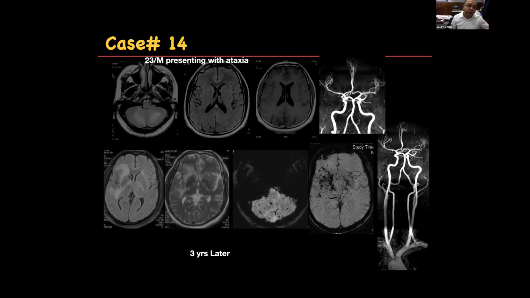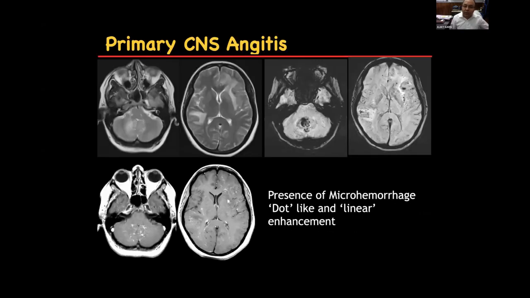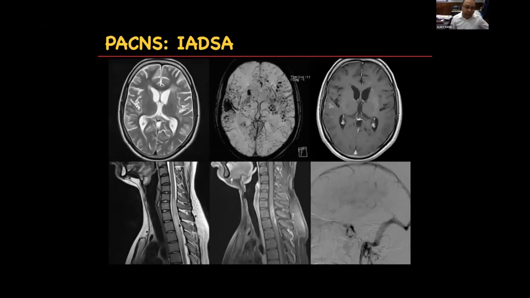This is another example of vasculitis. These changes are mainly subcortical, multifocal, involving both sides with multiple areas of hemorrhage distributed. If you give contrast, you will see punctate plus nodular enhancement. So this is classical vasculitis. The presence of microhemorrhages and dot-like and linear enhancement. Similarly, you can also have involvement of the spine. Like in this case of vasculitis, we see involvement of the spinal cord signal change, plus there's a peripheral enhancement.